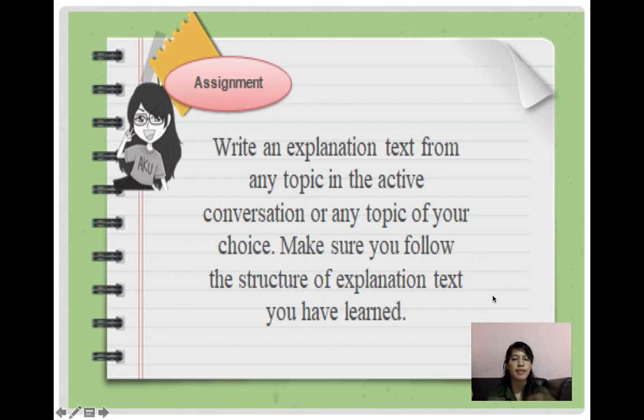So now it's time to do your assignment, okay? Are you excited, guys? So let's see. Write an explanation text on any topic of your choice. Make sure you follow the structure of explanation text you have learned. And you can post it in the comment section below so that I can see whether you understand this topic and whether you follow this topic.